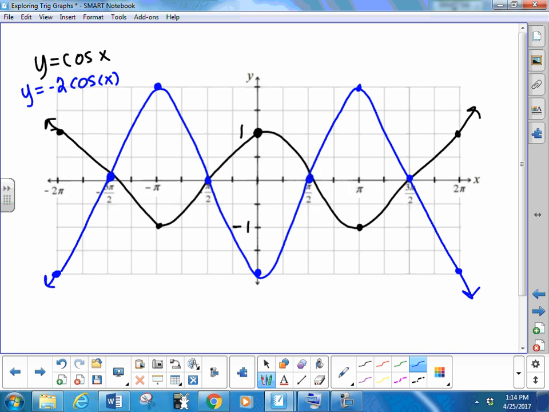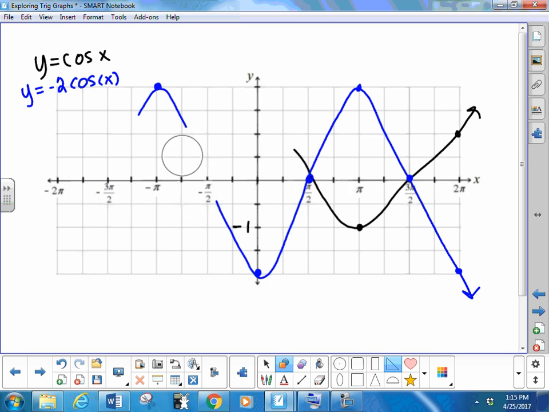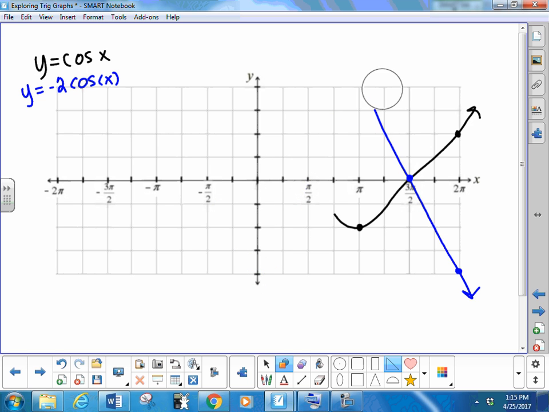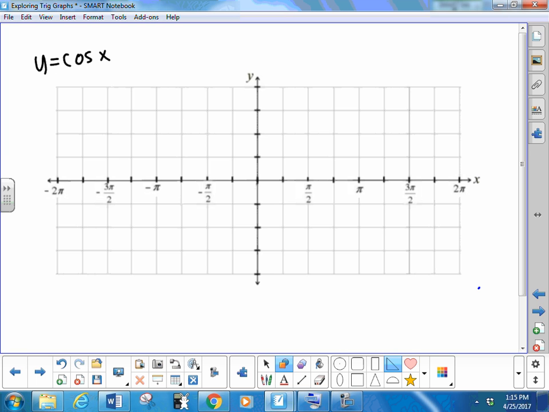So we did two things here. The negative reflected it, and then the 2 changed it. We're looking at how it's been stretched vertically. Now, look at the parent. So far, we've learned that cosine has a period of 2 pi, and that to change the amplitude, you change the a, that number in the front. How do you think we would change the period?